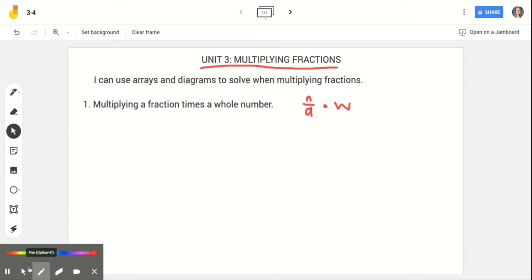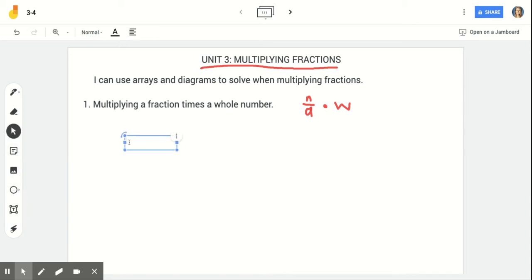And let's use 2 examples. One way of using an array to solve when multiplying a fraction times a whole number: we said that if you look at the whole number and the denominator, and the denominator is a factor of the whole number, we can make an array to solve. So I'll give an example in a moment. Just copy this down right now.